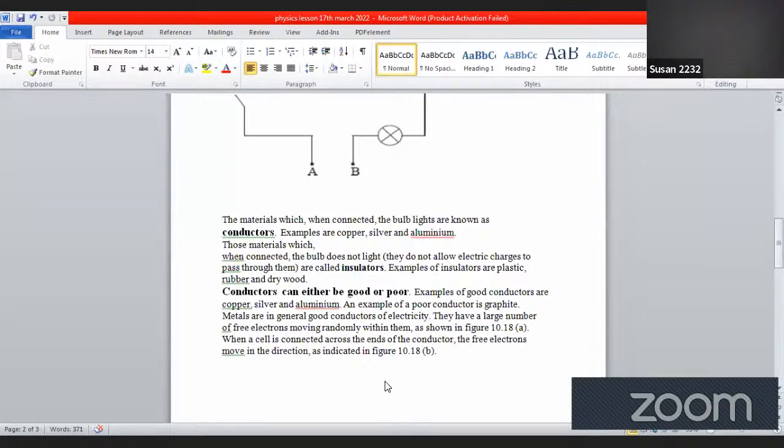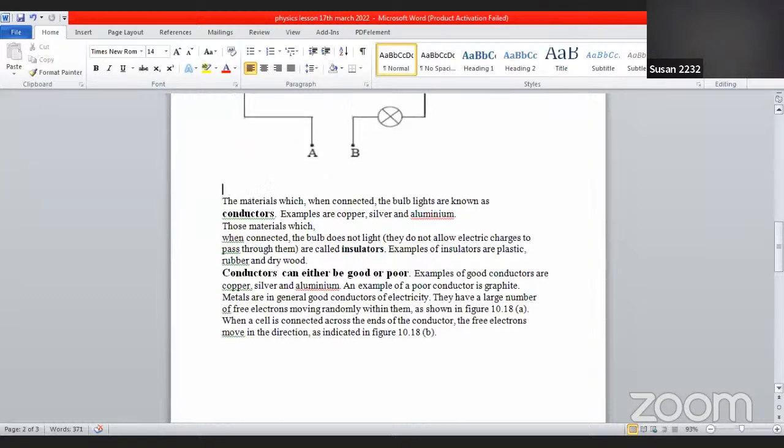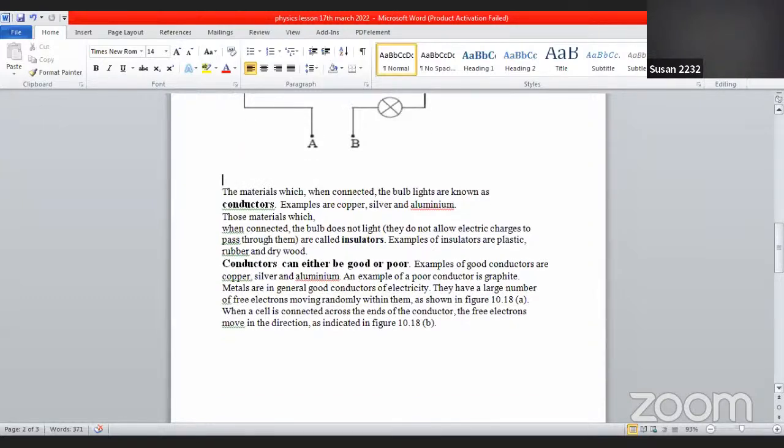Metals are in general good conductors of electricity. They have a large number of free electrons moving randomly within them, as shown in the figure. When the cells are connected across the ends of the conductors, the free electrons move in the direction as indicated in figure 10.18.